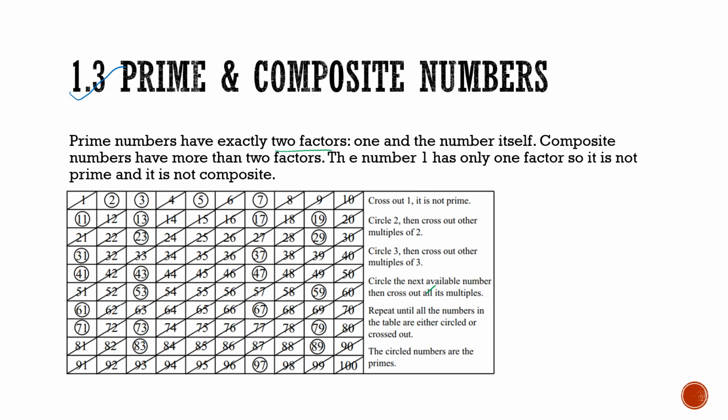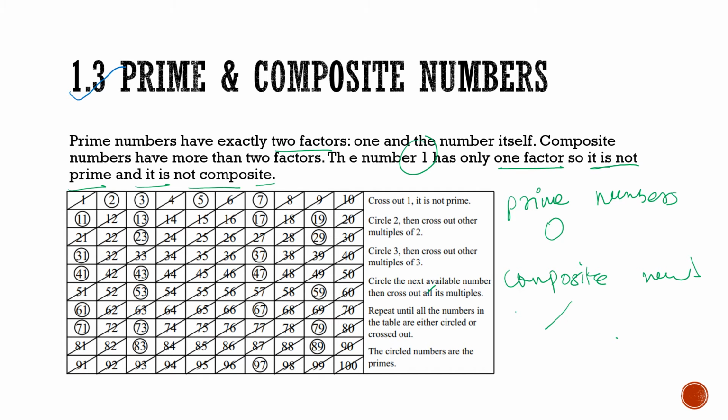Composite numbers have more than two factors. The number 1 has only one factor, so it's not a prime or a composite number. Now, from this table, from 1 to 100, we have all our prime numbers circled, and composite numbers cancelled. So as you can see, all the prime numbers from 1 to 100 are 2, 3.